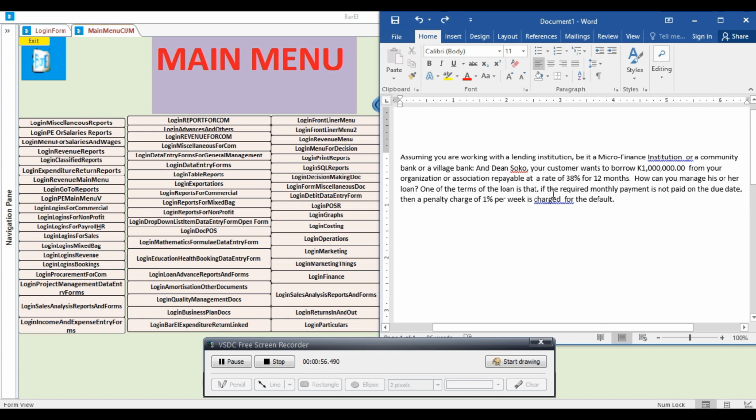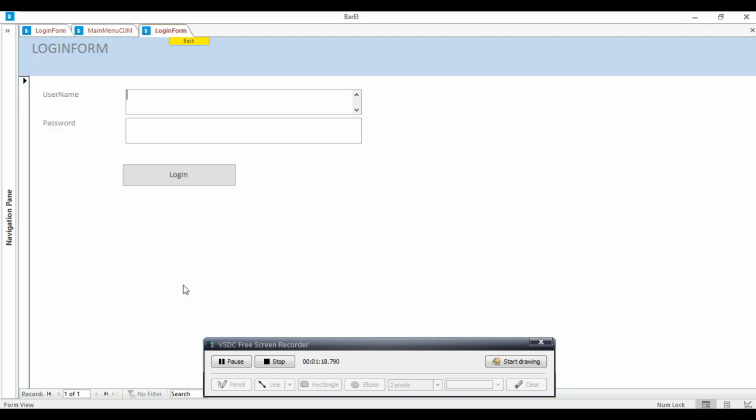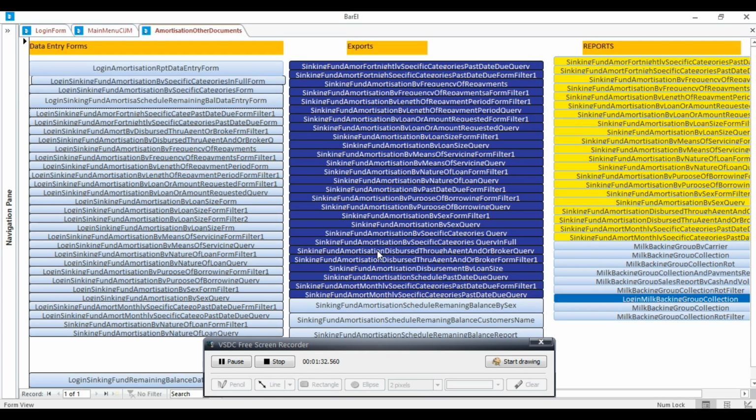One of the terms of the loan is that if the required monthly payment is not paid on the due date, then a penalty charge of 1% per 7 days or a week is charged for the default. Let us see how to go about this problem. This is the main menu for amortization schedule.